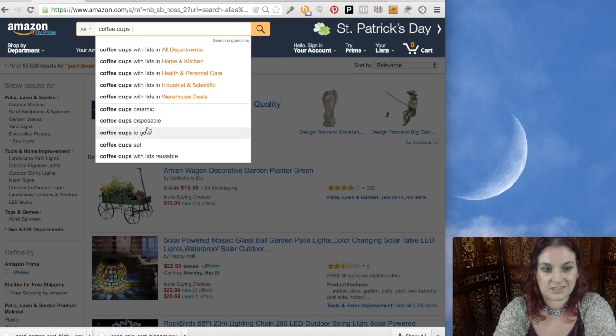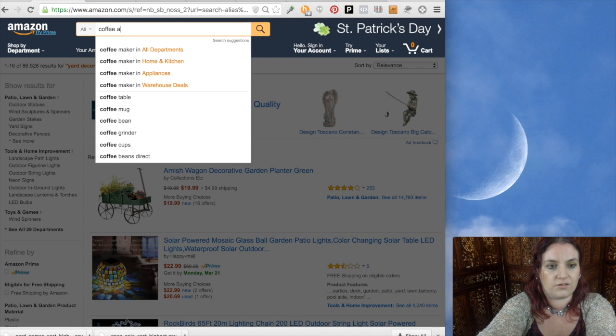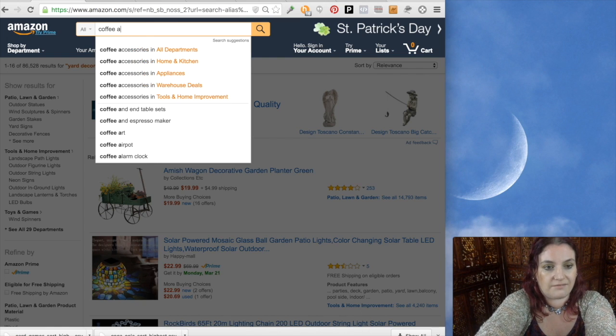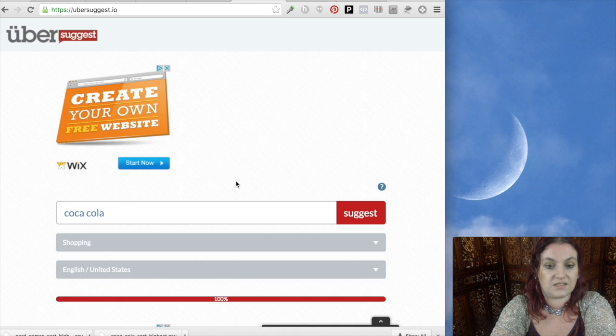You can get all these suggested keywords from Amazon. I love this trick. And you can do it with anything. I mean, if you're trying to think of a product to sell around coffee, then just go coffee A, coffee B, coffee C, like see what comes up. And Uber Suggest kind of does this for you.